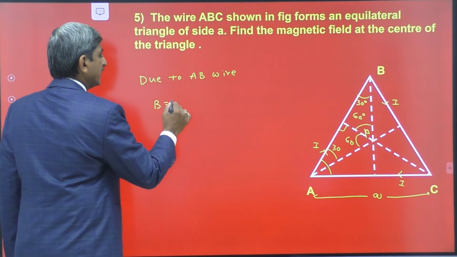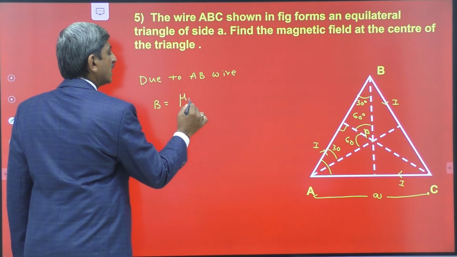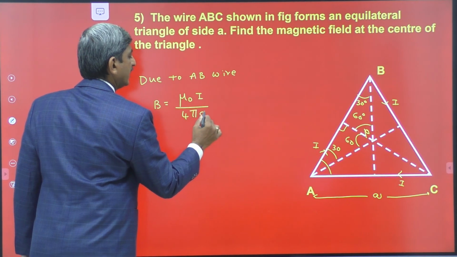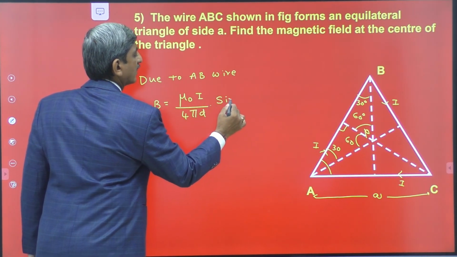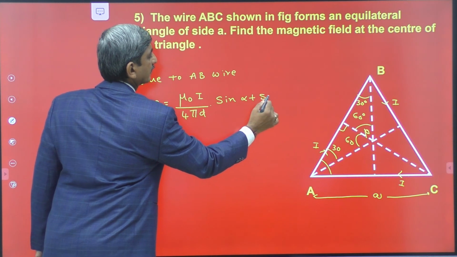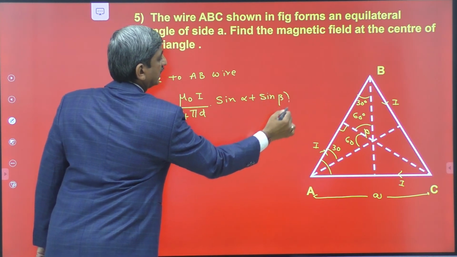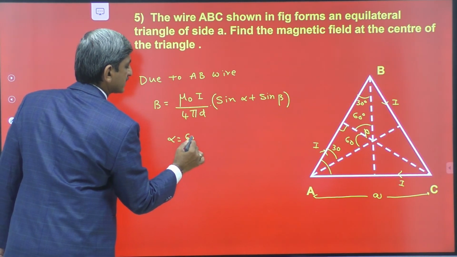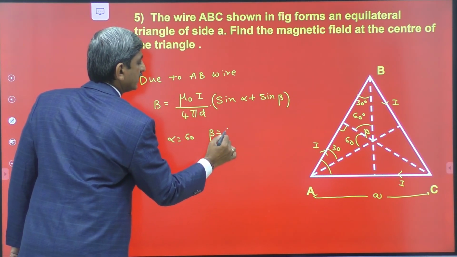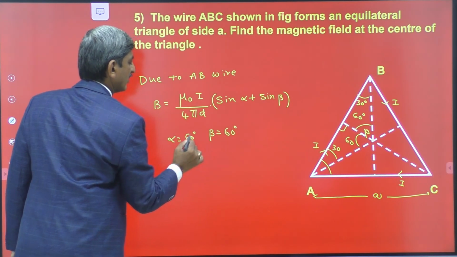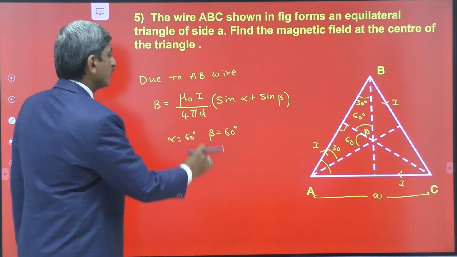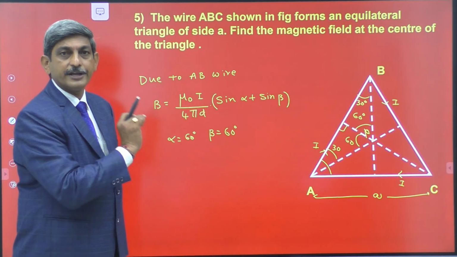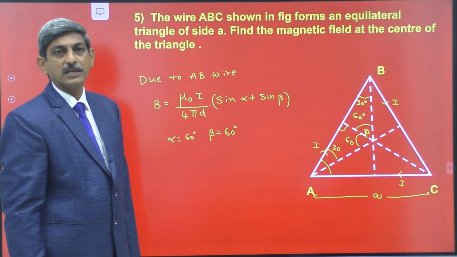So the magnetic induction B is equal to mu naught I divided by 4 pi D into sin alpha plus sin beta. Here alpha is found to be 60 degrees and beta is also found to be 60 degrees. But there is one more task. You have to find out D. What is D? D is the perpendicular distance of the centroid from the side of the triangle.